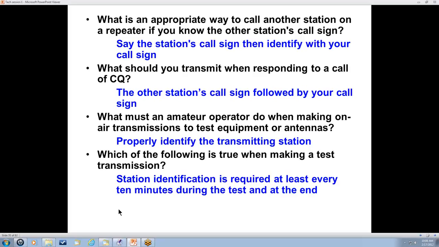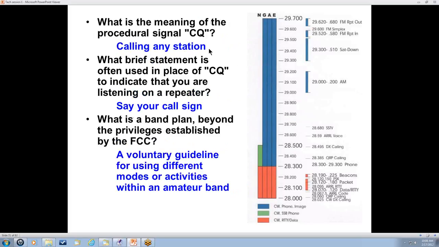What's the meaning of the procedural signal CQ? It means calling any station. What brief statement is often used in place of CQ to indicate that you're listening on a repeater?